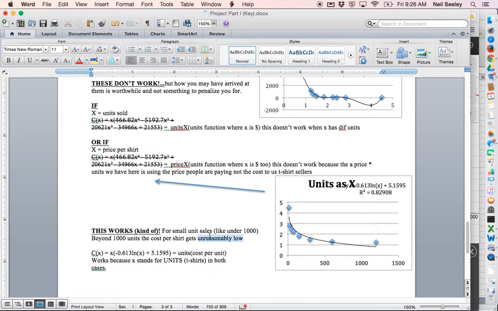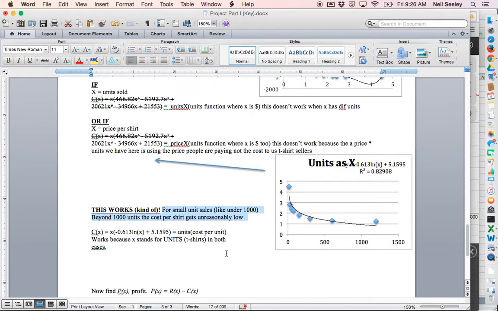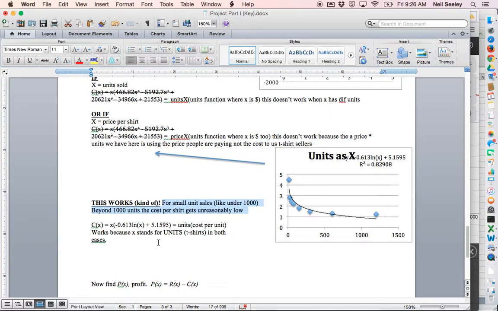The only problem with this is after about 1,000 units, if you get beyond that, this model starts giving you really low t-shirt prices that are unreasonable. So that one wasn't particularly reasonable, and that's nothing that you need to worry about, but this was the most valid version of the cost function out there, so I'll highlight it again.